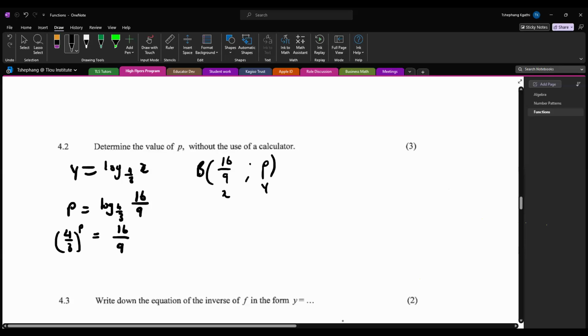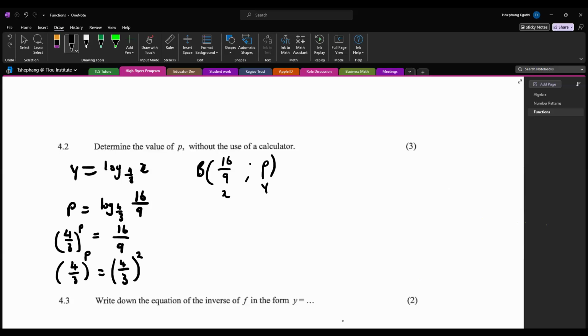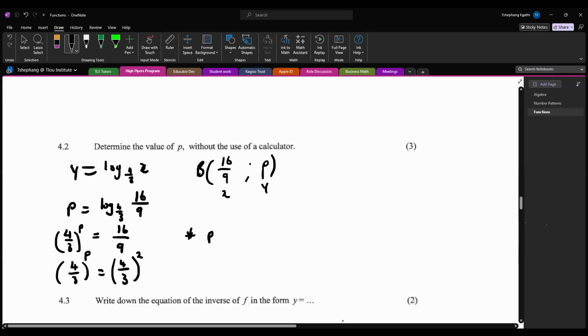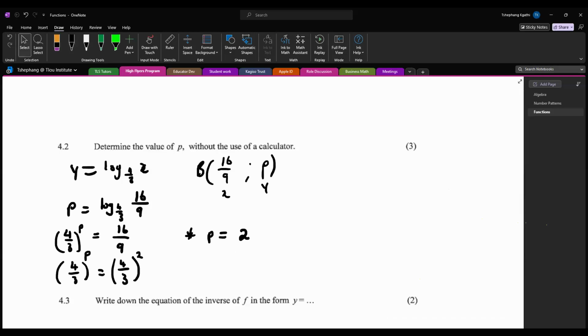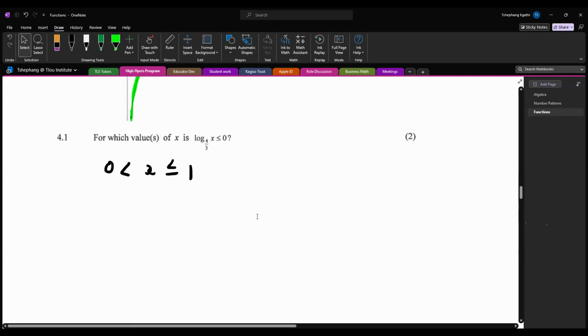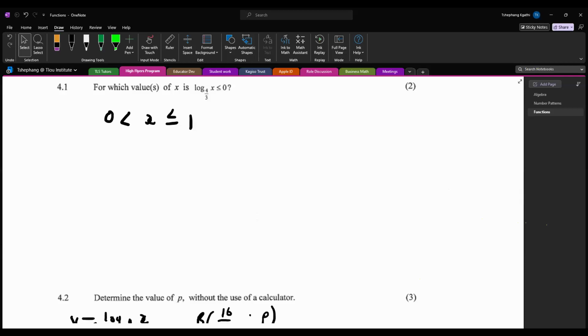Okay, now once we have this, we just apply our algebraic skills. We know this can change to 4/3. Sorry, there's still a P here. Let me not forget that P. 4/3 only if we square it. Now, exponential rules: when bases are the same, we consider the exponents, meaning that P is equal to 2. Then you get your 3 marks for that one. Okay, perfect. Now, let's go back to 4.1.